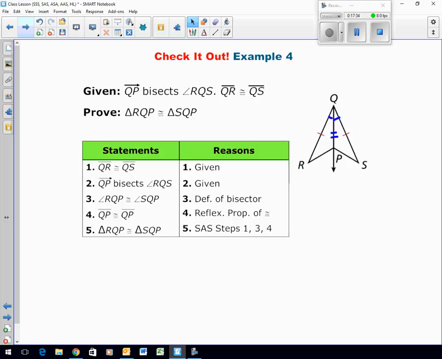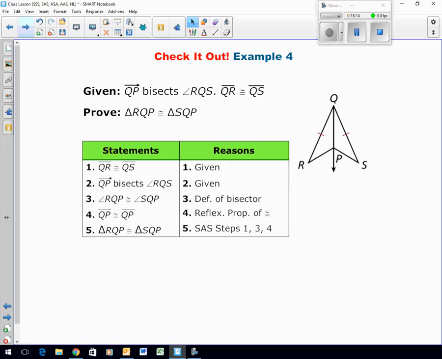This is where we're going. This is what we want to be able to do. This type of proof is what we want to be able to do and complete on our own without Mr. Hans telling me. Okay? All right, so I'm given that ray QP bisects angle RQS. I'm also given that QR is congruent to QS. I'm trying to prove the triangle RQP is congruent to triangle SQP. Let's use that given information and add what I can conclude.